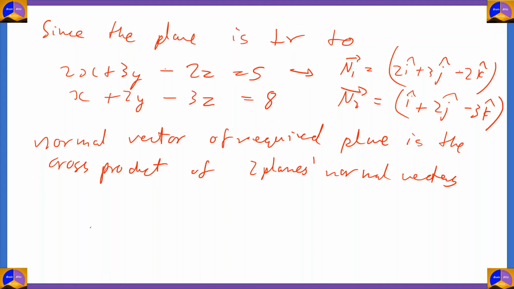So our normal vector n, the normal vector of our required plane, can be written as i cap, j cap, k cap in the first row, and then 2, 3, and minus 2, the values of n1, and 1, 2, and minus 3, the values of the second normal vector. Now let's expand this along the first row.